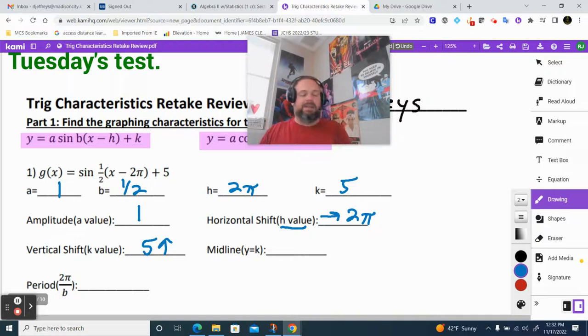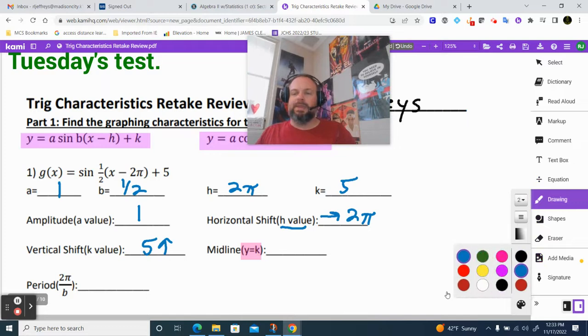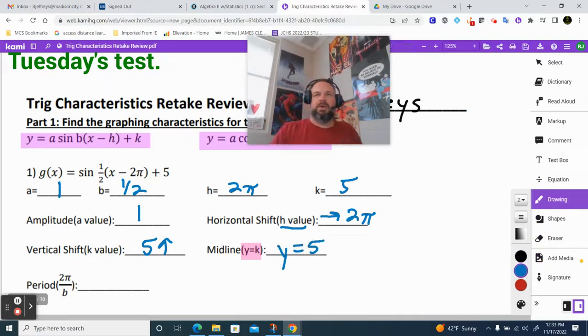Now, the midline, here's what's funny. There is somebody in the class beforehand that I told specifically, it's this right here. And they said, oh, okay. Then they got to the test, and guess what? They did something totally different. They went back to their old ways. No. So midline is y equals k. You see this? So that means that y equals 5.